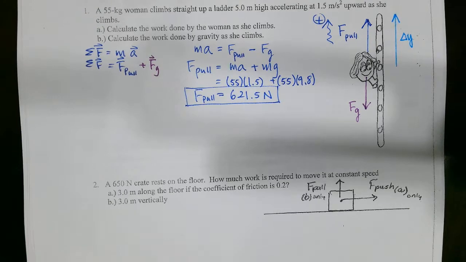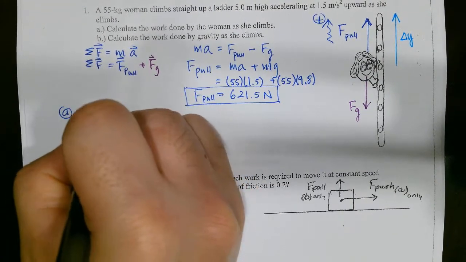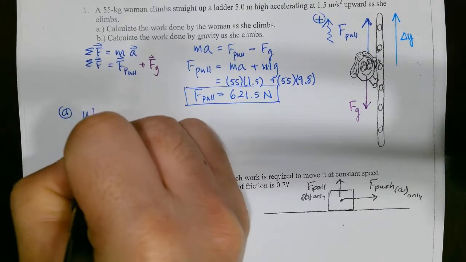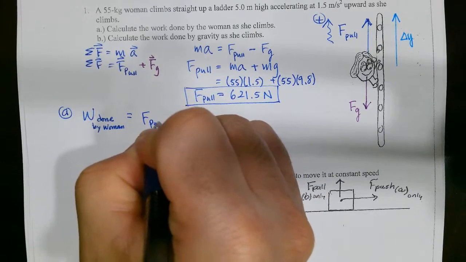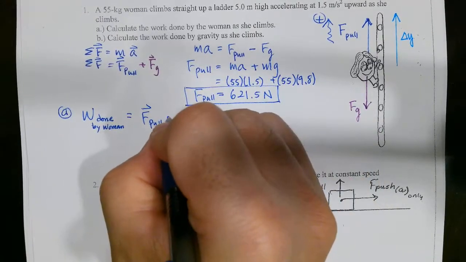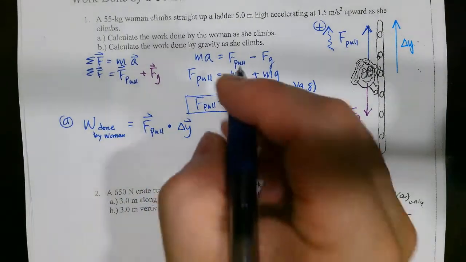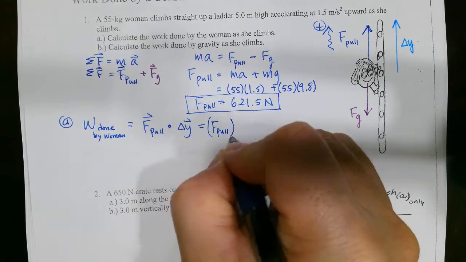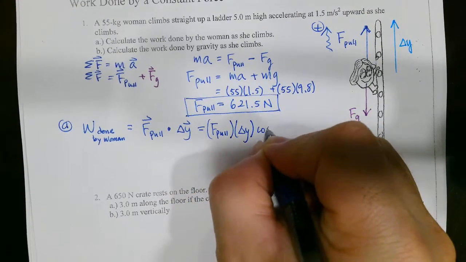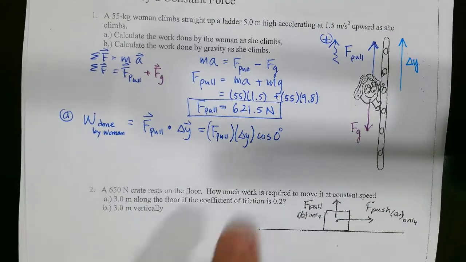So for A, calculate the work done by the woman as she climbs. So for part A, work done by the woman is equal to F pull dot delta y. They're both in the same direction, right? So F pull times delta y times cosine of 0 degrees. F pull, delta y, same direction, 0 degrees.